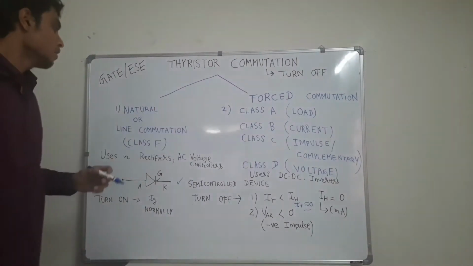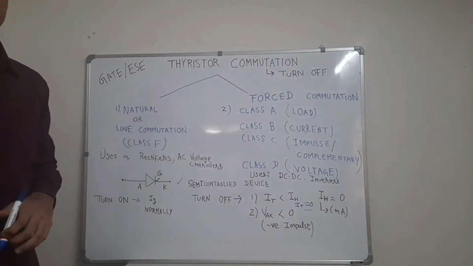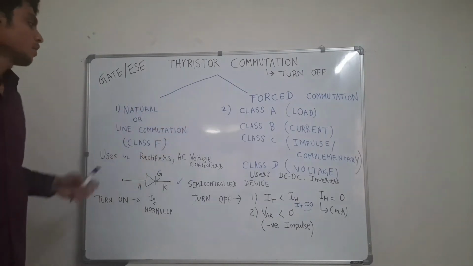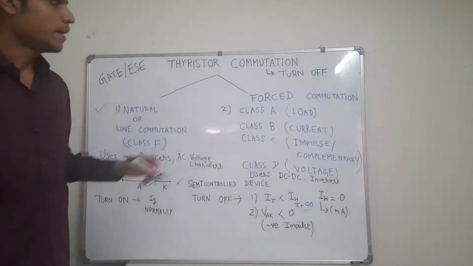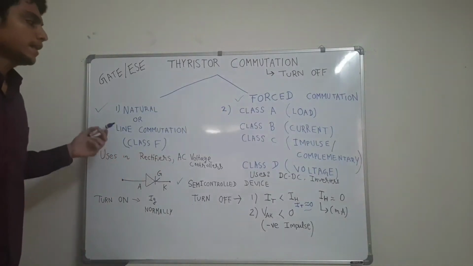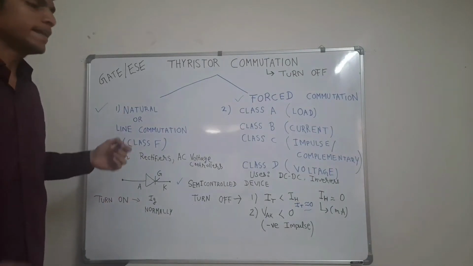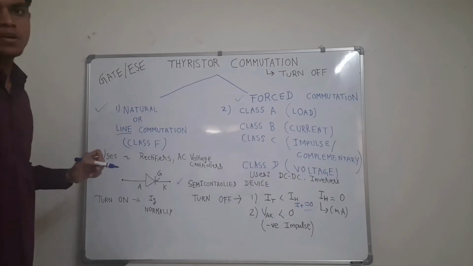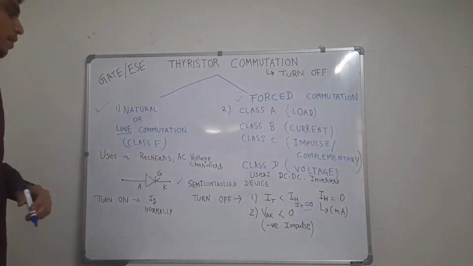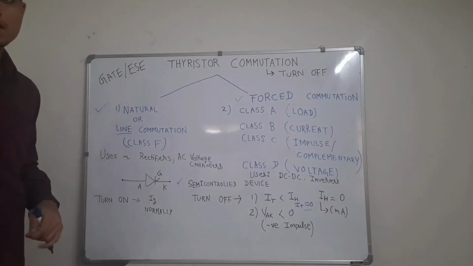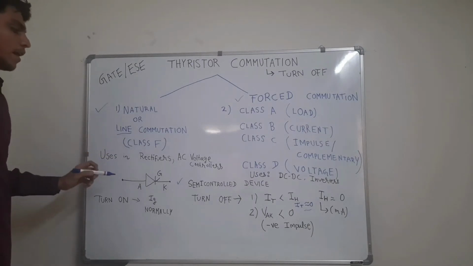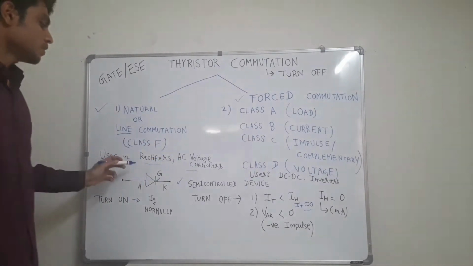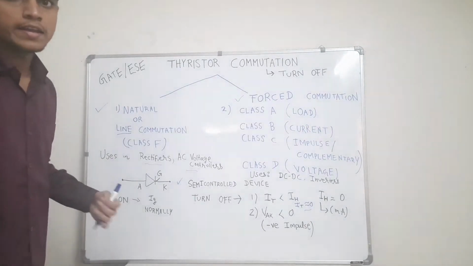Now let's see what are the classification of the commutation techniques. So basically classification is in two groups. First is the natural commutation and second is the forced commutation. In natural commutation, we don't need any external circuitries. The commutation occurs with the help of the line voltage or AC supply available only. It is also called as class F commutation. The uses are in rectifiers and AC to AC voltage controllers which have AC supply in its source.